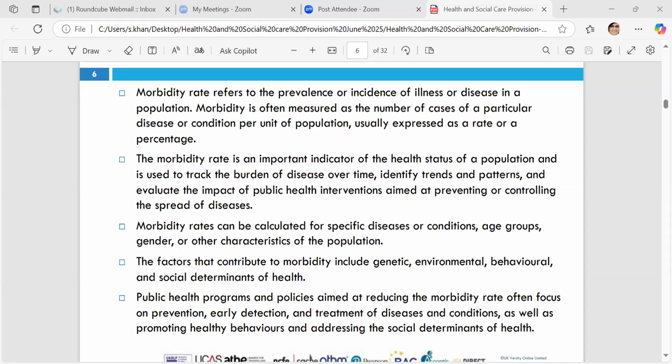It may be things like a heart attack, it may be diseases, things like dementia. So it could be stroke, Alzheimer's, influenza, cancer, it could be anything that identifies that. And it could be a long-term thing or a short-term thing. And the morbidity rates can be calculated for specific age groups or gender.